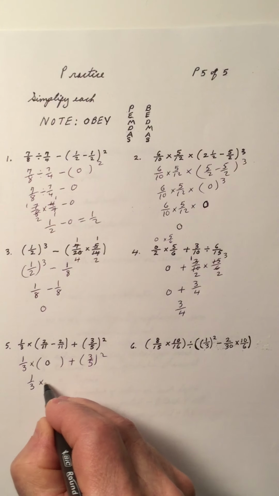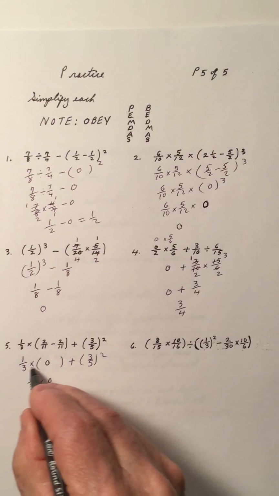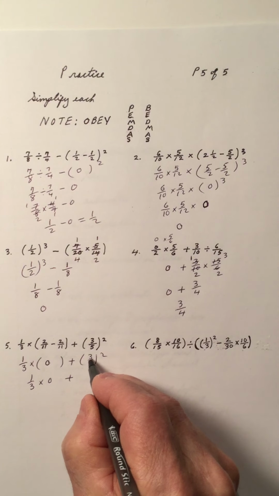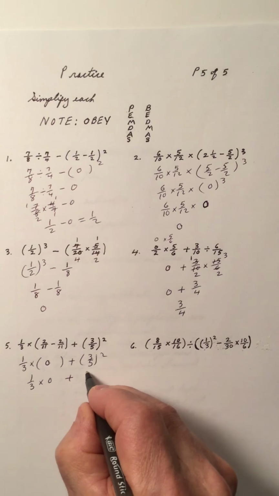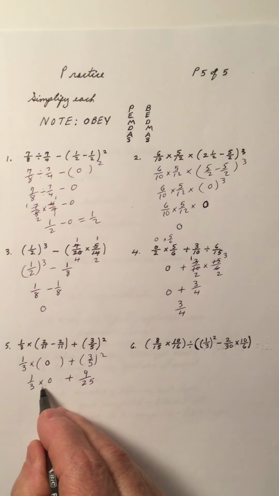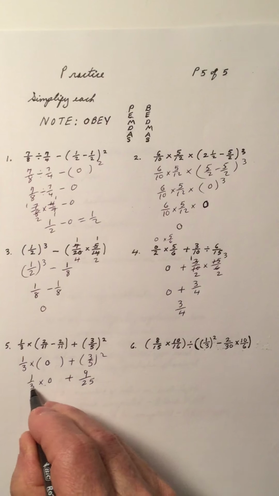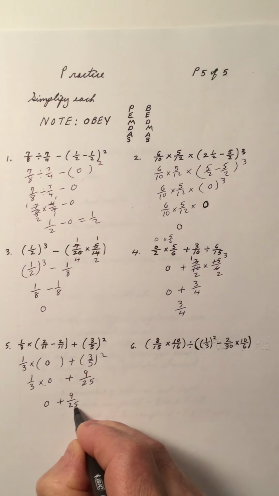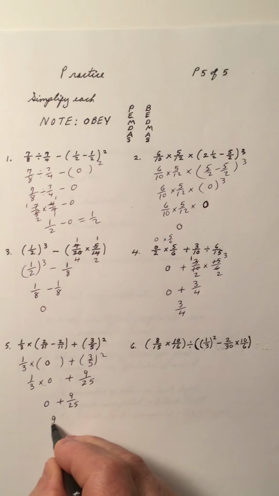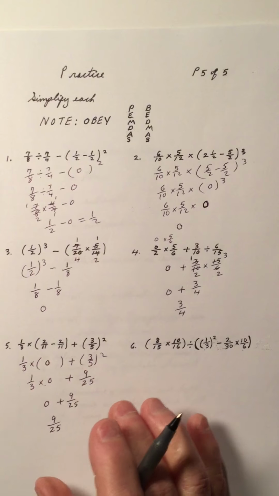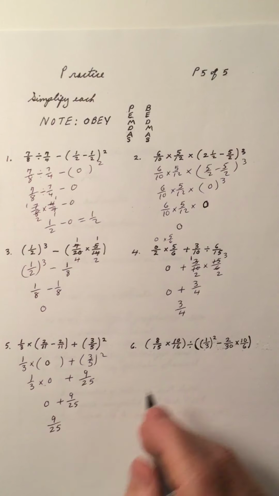Even though I could multiply this to get 2, I will follow the order and do my exponents. So 3 over 5 squared is 9 over 25. Now I have a multiplication addition. I will multiply. 1/3 times 0 is 0. And now I'll add, and any number added to 0 is 0. Sorry, any number added to 0 is the number.